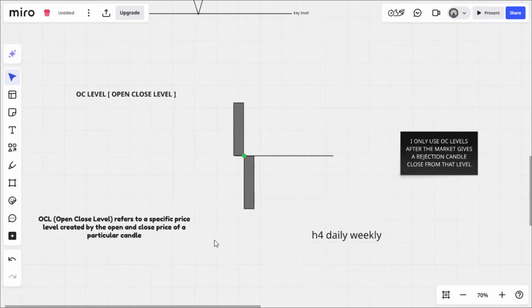Because there are so many OC levels in the market you can spot, and it's hard to find the correct one. So that's why I normally don't use OC levels.